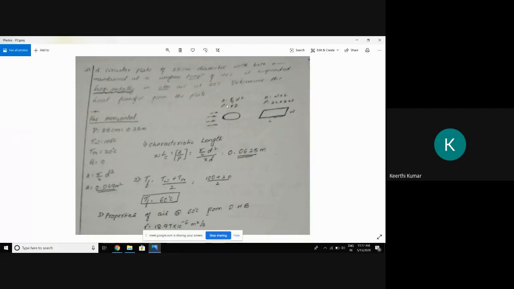So for a circular plate, area is pi by 4 d square and perimeter is pi d, and for a rectangular or square plate, area is W into L and perimeter is 2L plus 2W. So just to tell, if the plate is kept horizontal, what is the area and perimeter, and if it is kept vertical, what is the area and perimeter.